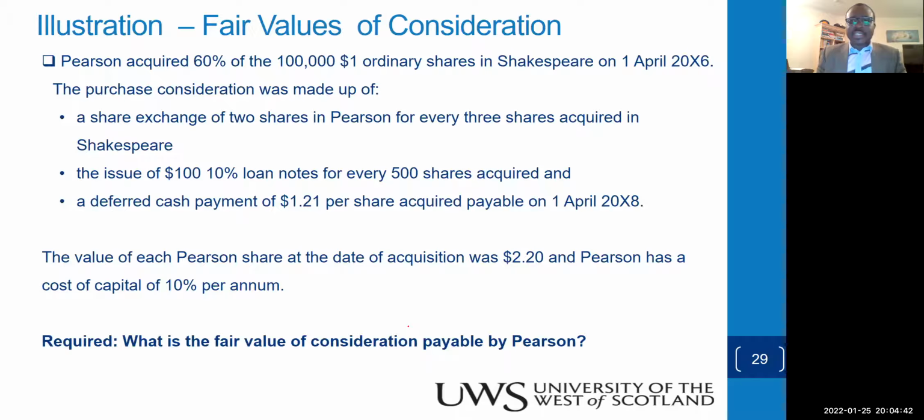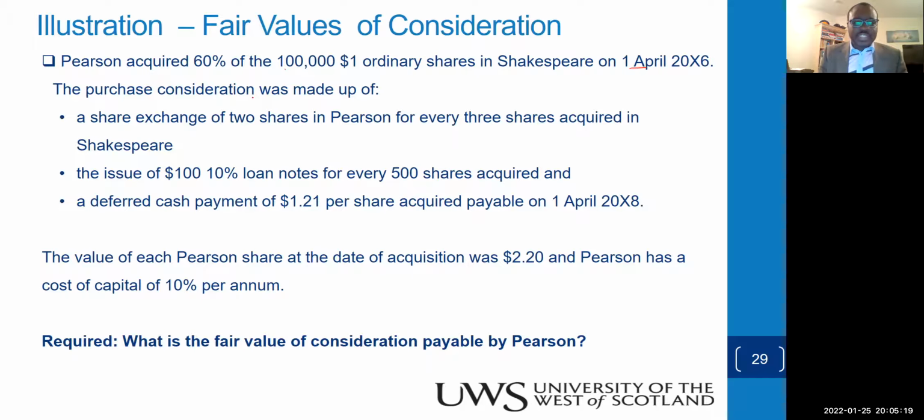Okay. All right. Let's take an example. Fair values of consideration. This is a detailed one, and I'll take my time and explain this. Pearson acquired 60% of the 100,000 shares, par value $1, ordinary shares in Shakespeare on this date. The purchase consideration is made up of the following. Forget about the timing. Even if we get to 40 minutes, it's worth it, okay?